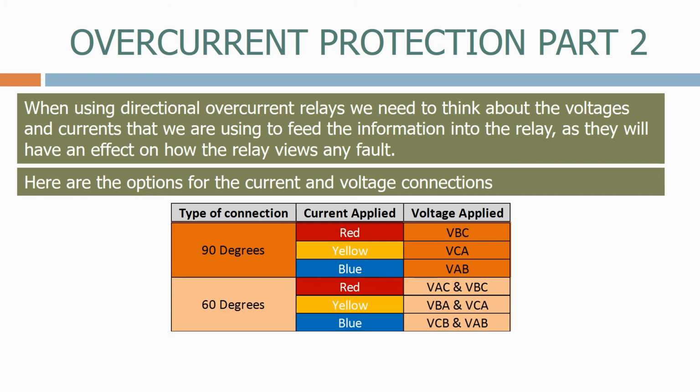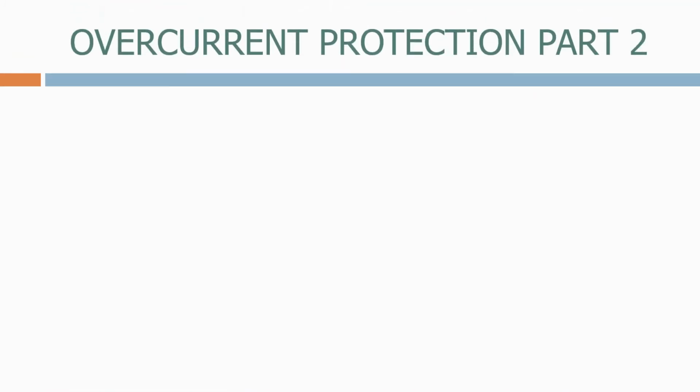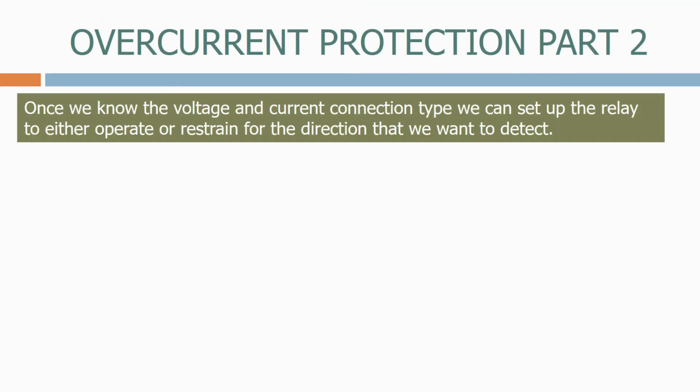Next we have the 60-degree connection, which has these line voltages applied. And finally, the 30-degree connection, which has these line voltages applied. The option of whether it's a 90-degree, 60-degree or 30-degree connection can be set inside the directional overcurrent relay. Once we know the voltage and current connection type, we can set up the relay to either operate or restrain for the direction that we want to detect.